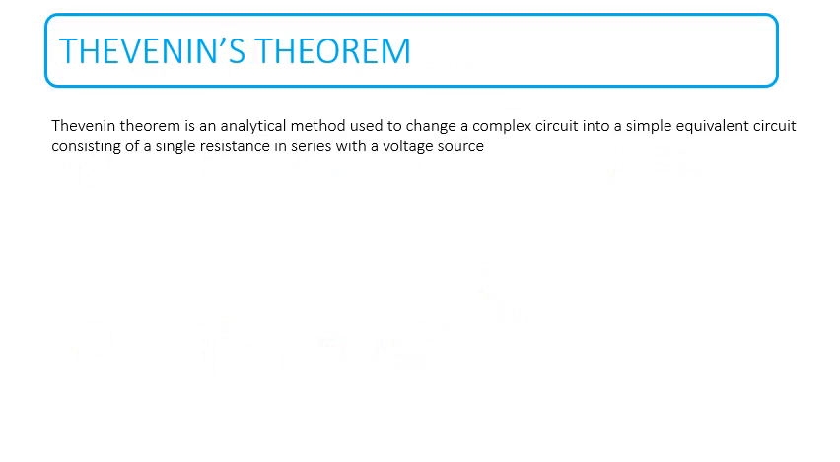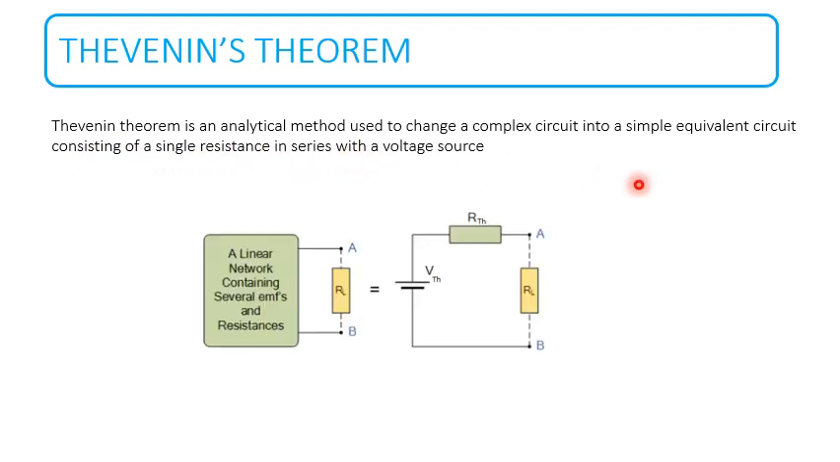Now Thevenin's theorem. Thevenin's theorem is an analytical method used to change a complex circuit into a simple equivalent circuit consisting of a single resistance in series with a voltage source. Here we have a linear network containing several voltage sources, current sources and resistances having two terminals A and B, and a load resistor RL is connected between A and B. It can be transformed into an equivalent circuit like this.